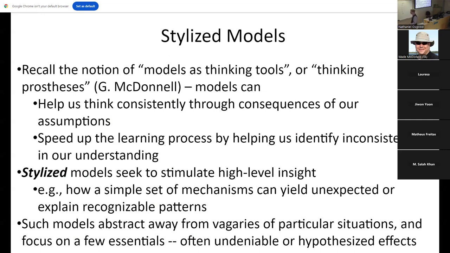They help us think through the consequences of our assumptions, and they help us reason through how different factors interplay, and could they explain a phenomenon, for example? So stylized models seek to stimulate this sort of high-level insight. They let us say, look, if we just made these three assumptions, could we explain this curious pattern we see from the world? We're not explaining it for Saskatoon versus Toronto versus Prince Albert versus New York City. No, we're asking about what you have to posit about the processes to yield certain types of behavior. So it abstracts away from particular things.